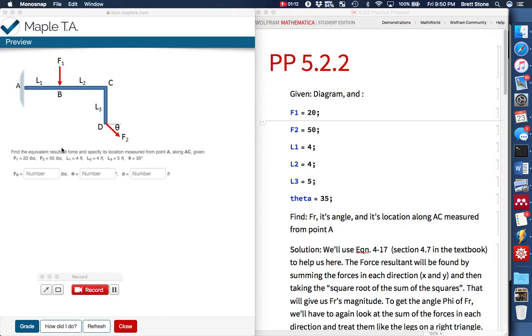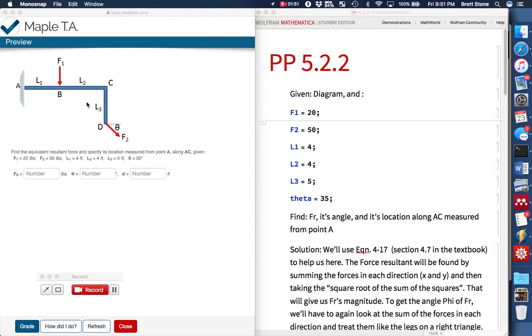So it wants us to find the resultant force and its angle phi from the x-axis, which we'll assume is AC. And then it gives us these lengths as well as the angle theta and F2. It gives us that magnitude. And then it wants us to find the resultant force, its angle, and also something interesting. It wants us to find the distance along AC at which the resultant force acts.